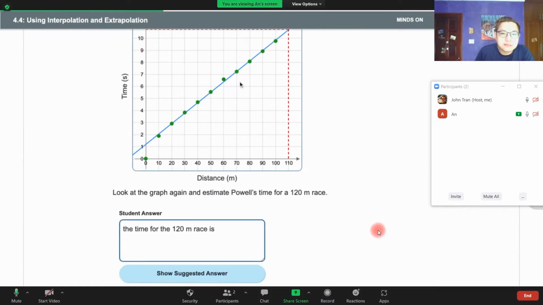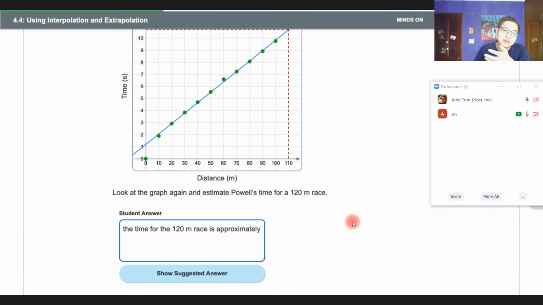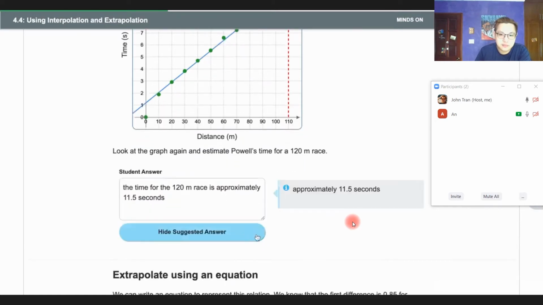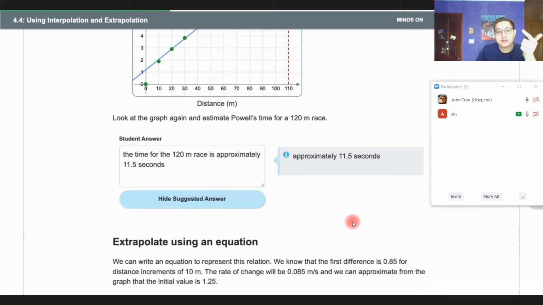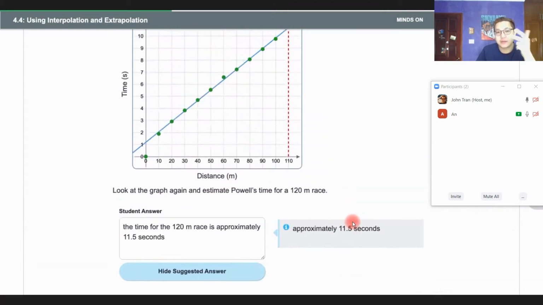Okay, just write it down. Using a graph, I can estimate or extrapolate that for a 120-meter race, the time is approximately 11.5 seconds. Okay, good. Now let's show the suggested answer. Besides tables and graphs, we can also extrapolate using an equation. So that's the third way.